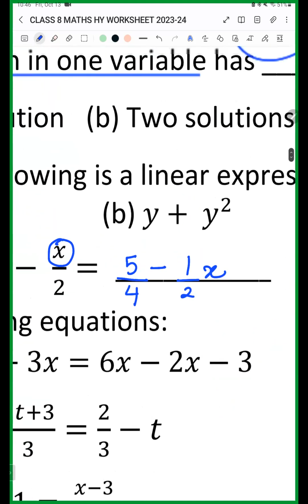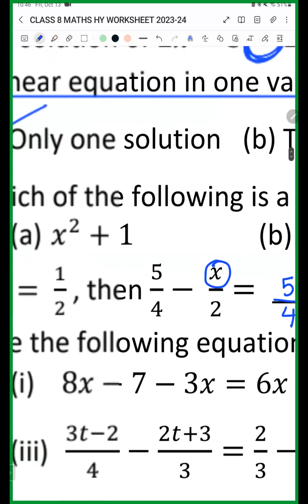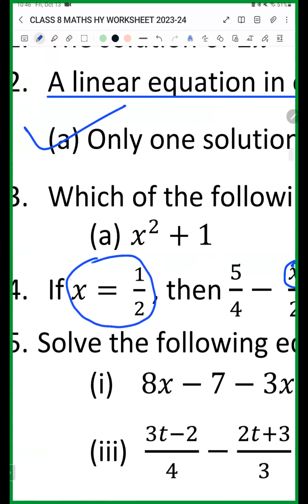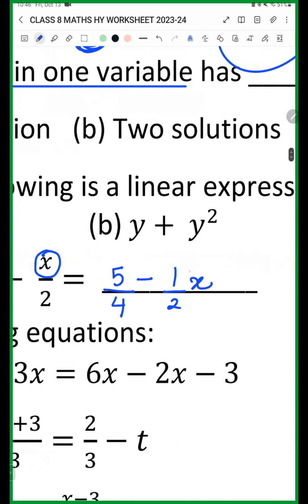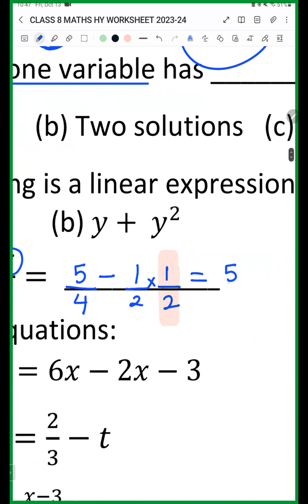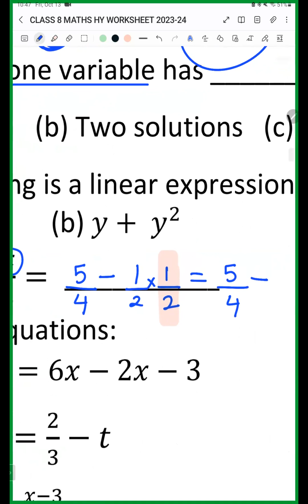Now they're telling you the value of x is 1 by 2. It is half. So in place of x, you just put 1 by 2. If you don't want to put a bracket, just write it like this, 1 by 2. So what have we done? Here we had x. In place of x, we put 1 by 2. So now this becomes what? 5 by 4 is as it is. But why did we write 1 by 2 first?